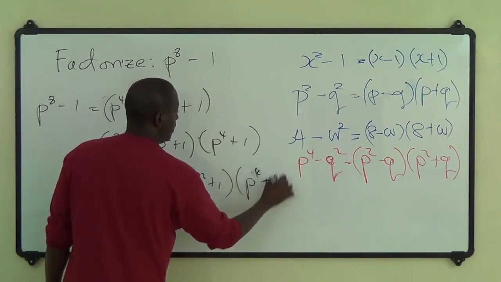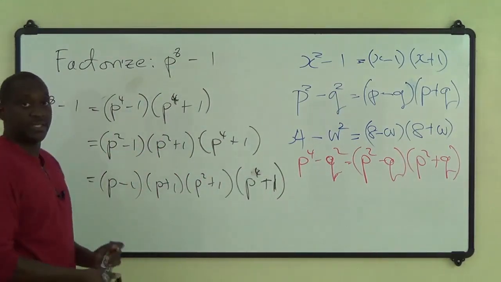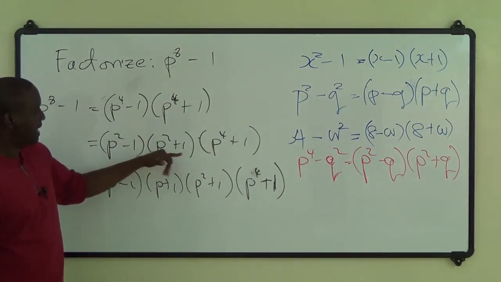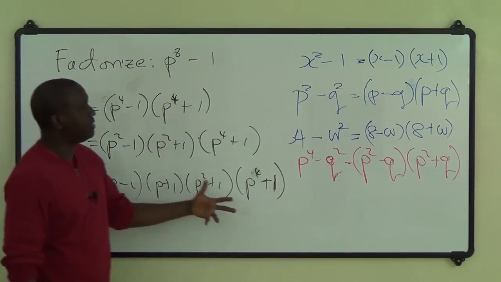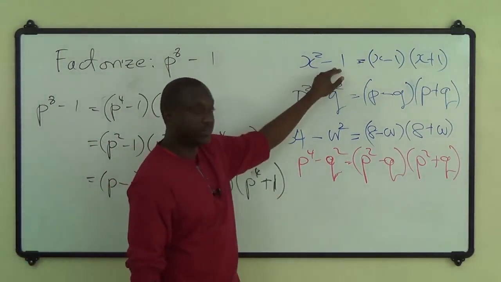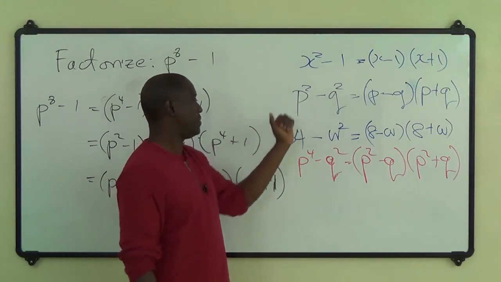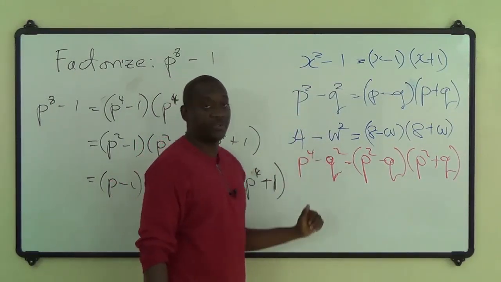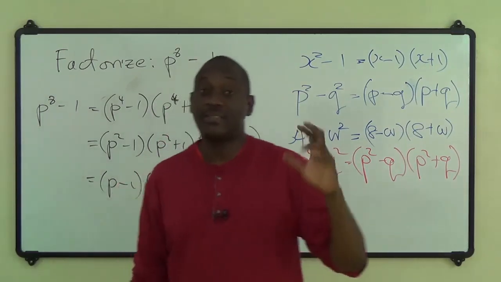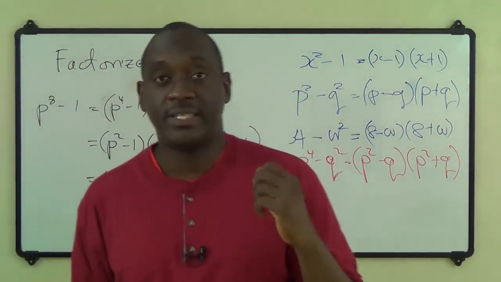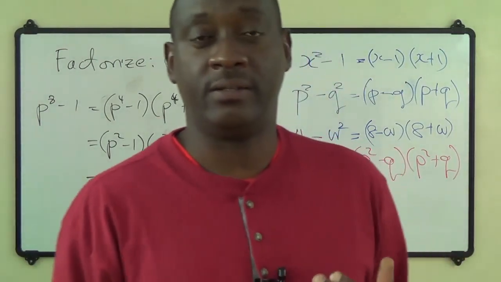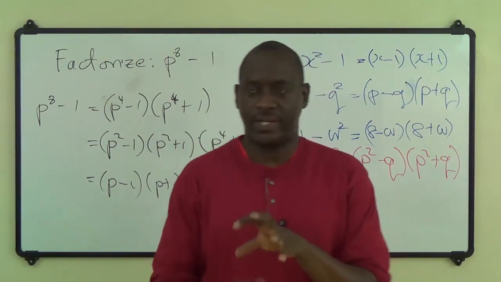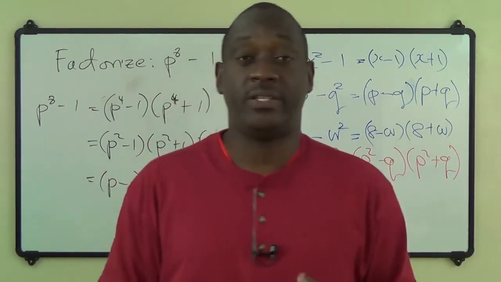All right? Now, you notice in these workings that I didn't try to factorize the sum of two squares. So in other words, you can't factorize x squared plus 1 or p squared plus q squared or w^4 plus w squared or p to the 4 plus q squared. There's no factorization for the sum of two squares. So if you see the sum of two squares, don't even think of trying to factorize that. The only factorization where the squares are concerned is the difference of two squares.